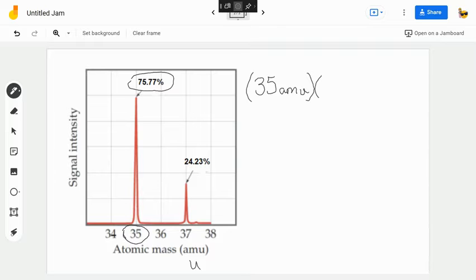Remember, the first thing we do is move the decimal point over twice, and that changes the percent back to a decimal. So 0.7577. Then we'll add it to the other isotope in this sample. The other isotope has a mass of 37 and an intensity, or relative abundance, of 24.23%.